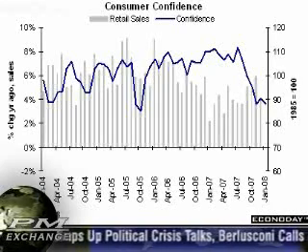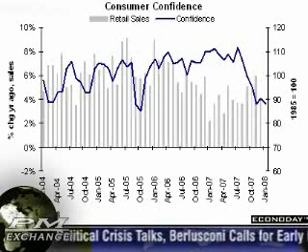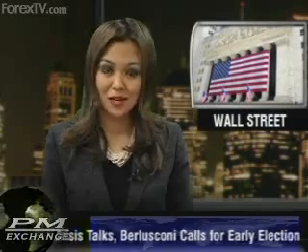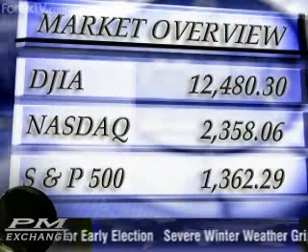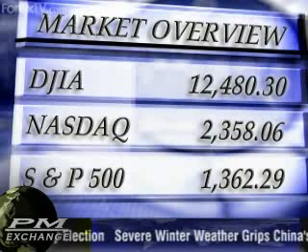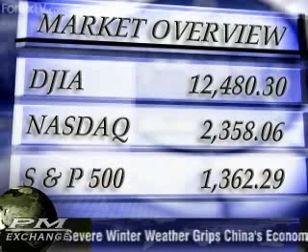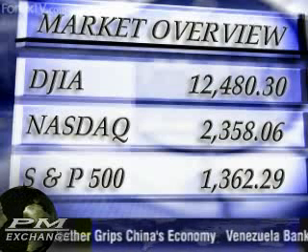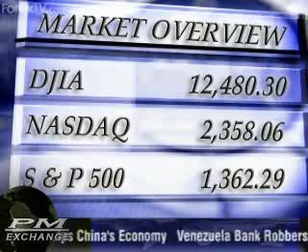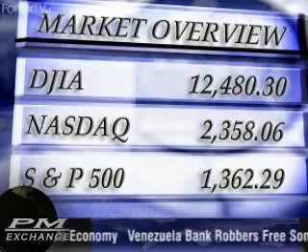And the Conference Board's U.S. Consumer Confidence Index fell in January to 87.9 from a revised 90.6 in December. At the closing bell, the Dow Jones Industrial Average advanced 96.41 to close at 12,480.30. The tech-heavy Nasdaq added 8.15 or 0.35% to 2,358.06, and the S&P 500 rose 8.33 points, ending at 1362.29.